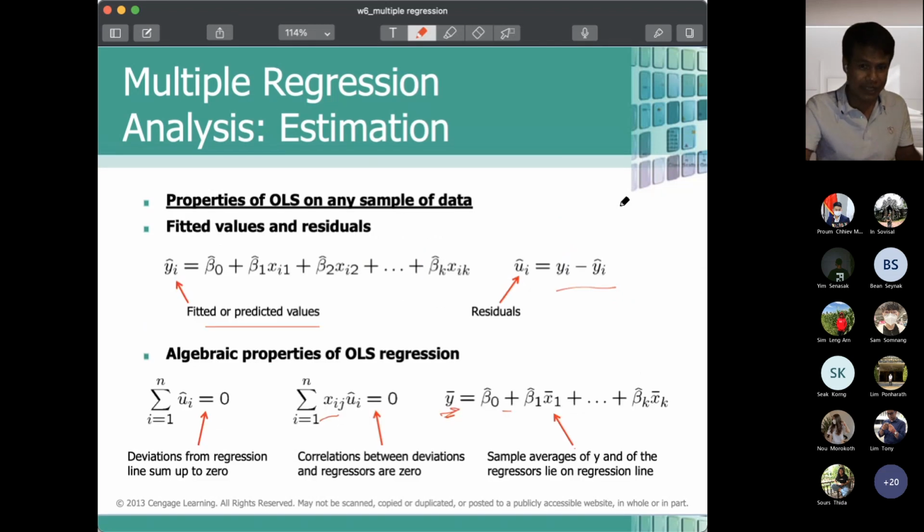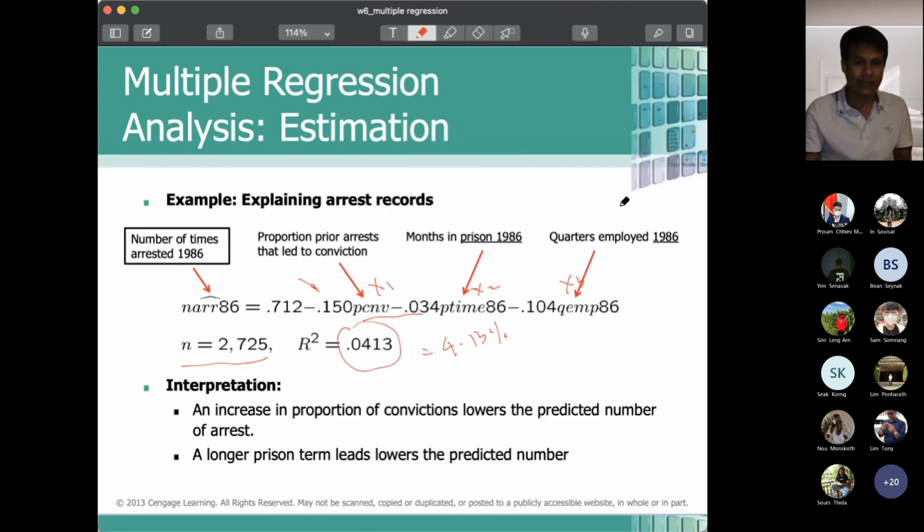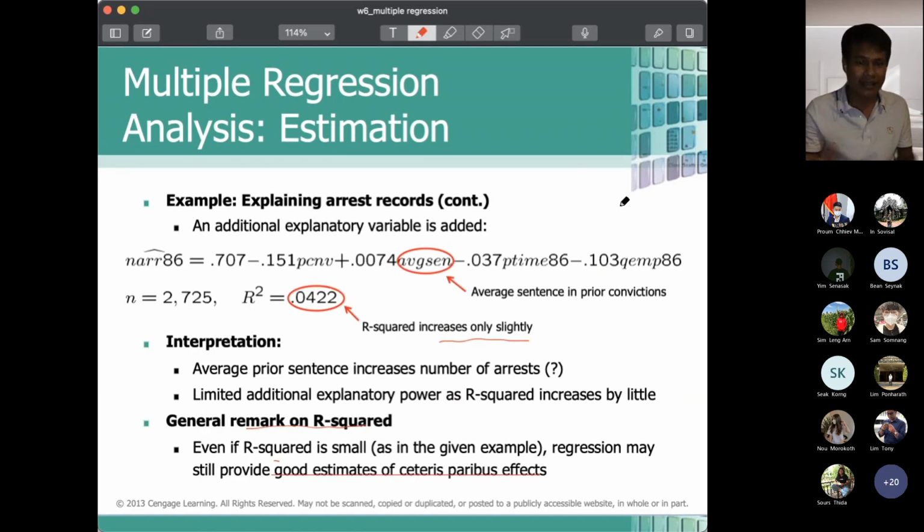All right? And we did discuss the properties of fitted values and residuals, which are quite similar or the same as in simple linear regression. We then discussed goodness of fit, or R square. You guys know how to interpret the R square, right? So basically, R square is the proportion that this multiple regression model explains of the variation of the dependent variable. All right.